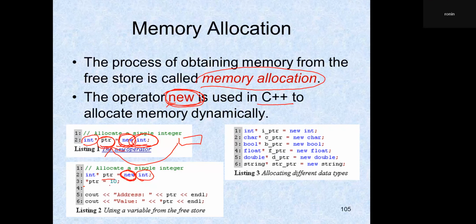Asterisk ptr equals 10. ptr is the address. Asterisk ptr is 10, which is the value stored in this address. So new char returns a pointer to a space used to store a char variable. New string gives a space to store a string variable, and its address is assigned to str ptr.